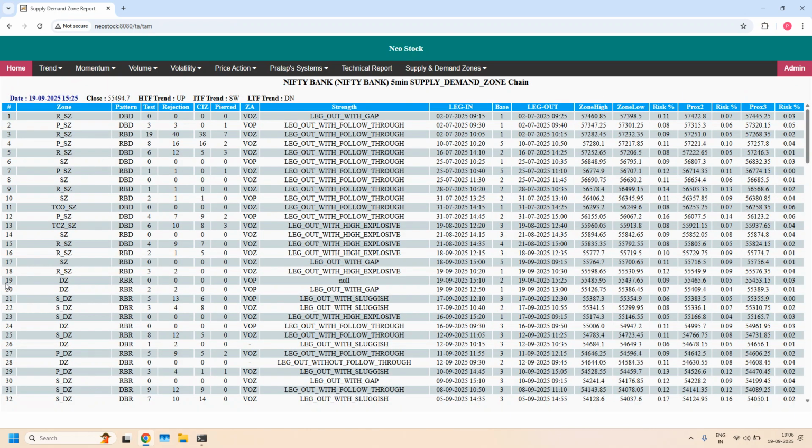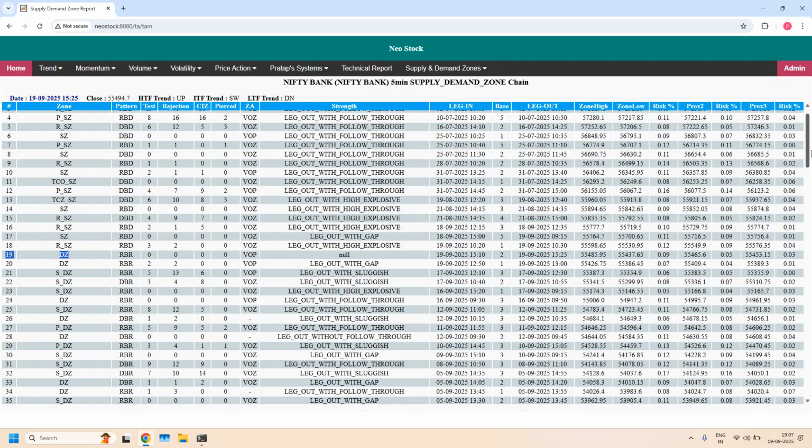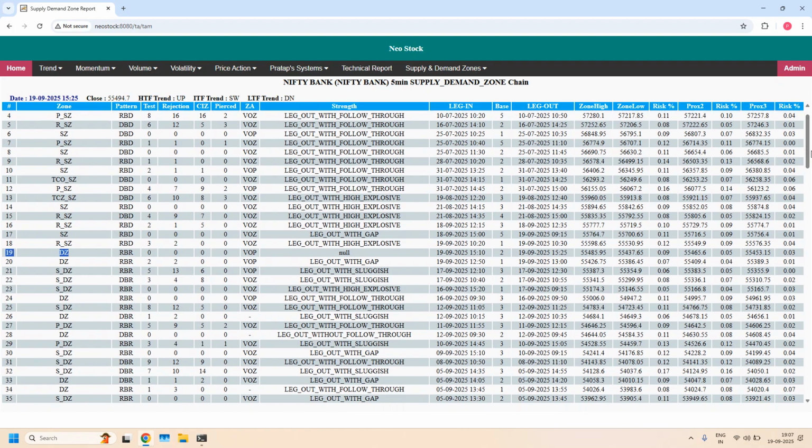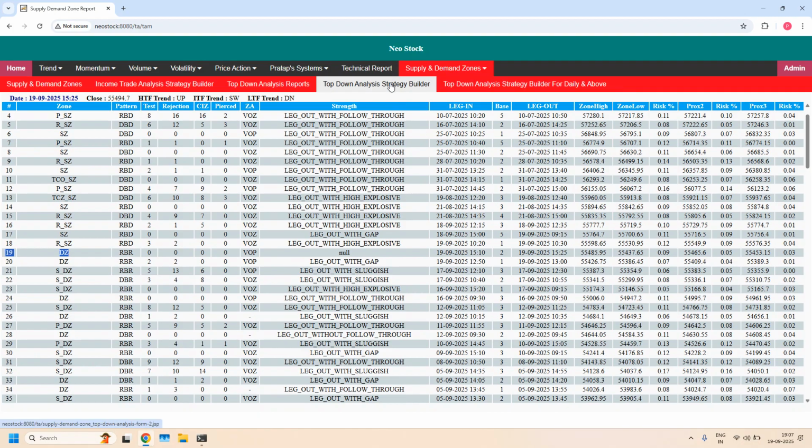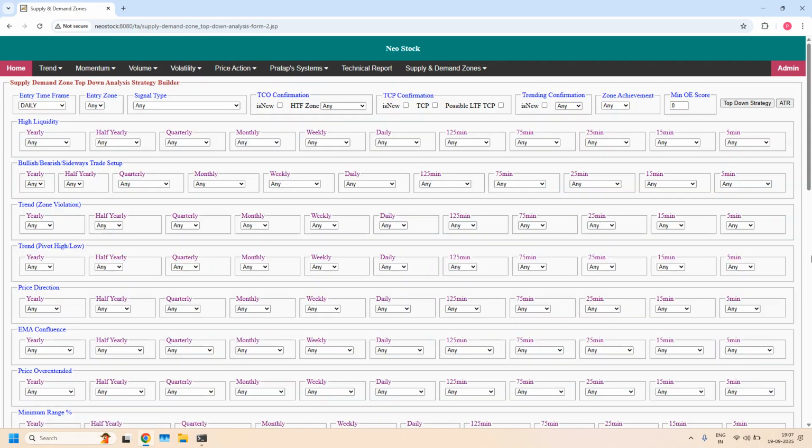So the nearest demand zone for the closing price, serial number 19, I will put it in the middle of the page. Okay. So this is a Bank Nifty supply demand zone chain. We have completed both Nifty and Bank Nifty supply demand zone chain. Next, I will generate high liquidity zones for daily and 75 minutes stocks near demand and supply zones.